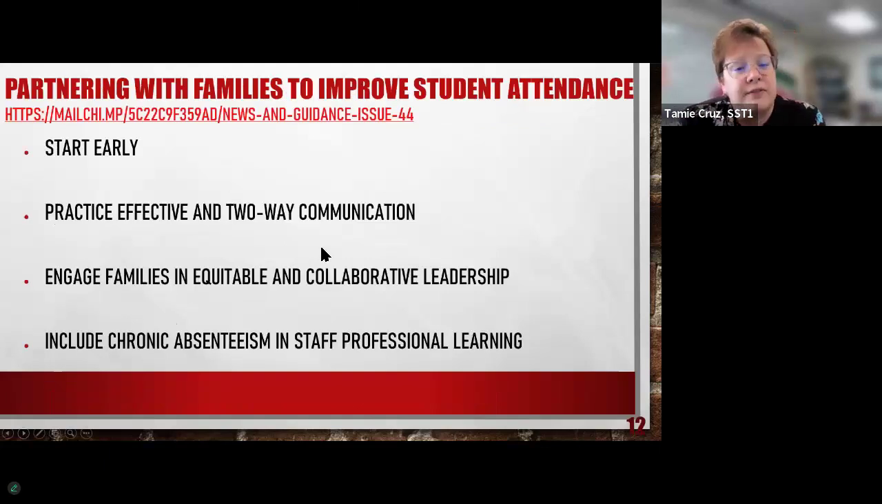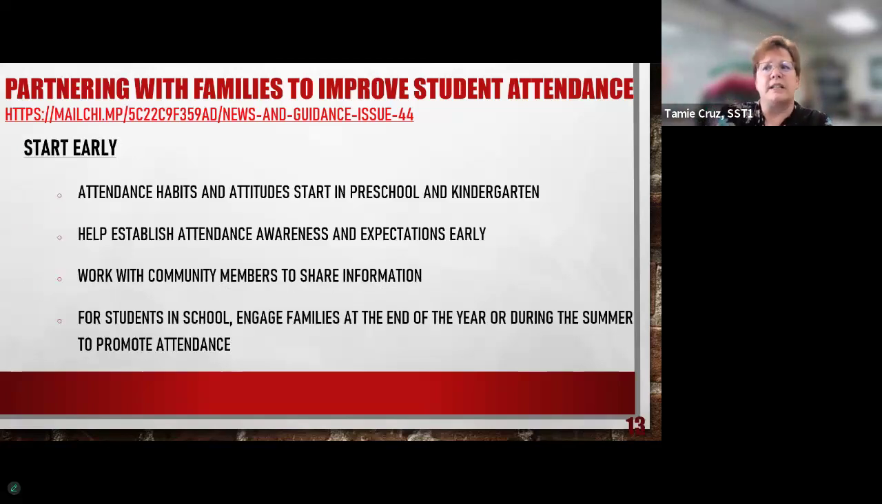All right. So the Statewide Family Engagement Center did a research project where they looked at all of these different attendance resources and boiled them down into the top suggestions. I'm like, oh, thank you so much for doing that for us. There's a shortened brief in one of their newsletters, or you can read the whole research brief on their website. But it basically boils down to these 4 strategies: start early, practice effective two-way communication, engage families in equitable and collaborative leadership, and include chronic absenteeism in staff professional learning so that our staff is also aware of what those numbers look like for chronic absenteeism. Okay, so we'll go through each one of these quickly.